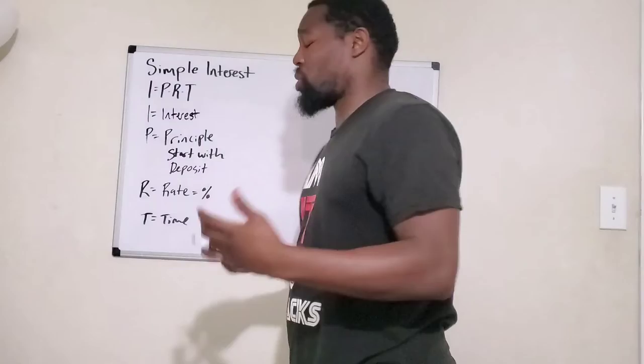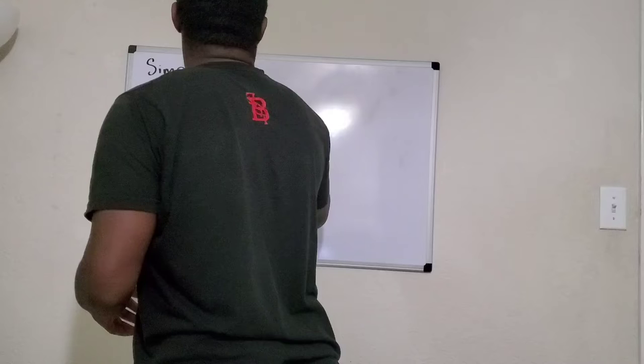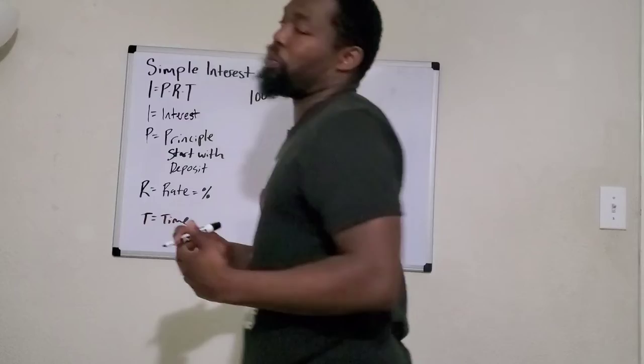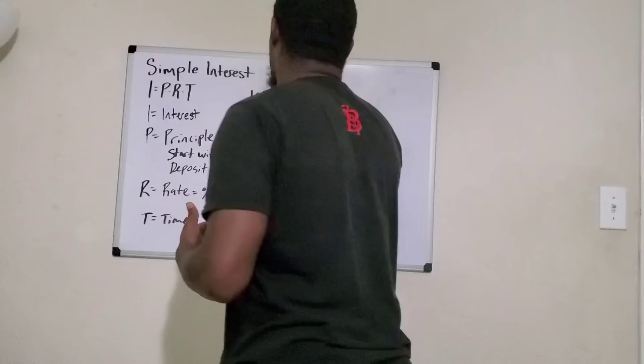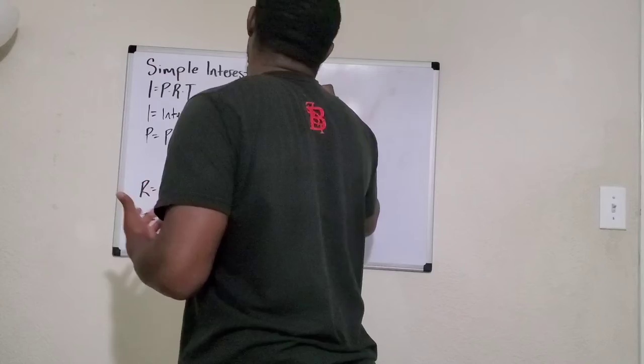Then it comes to the actual solving part of it. So let's say we'll make it easy. We're trying to find the interest on, you deposit $100, and they give you, I said 7 earlier, so a 7% interest rate, right? And we want to know, what is our interest going to be after 2 years? 2 years, right?